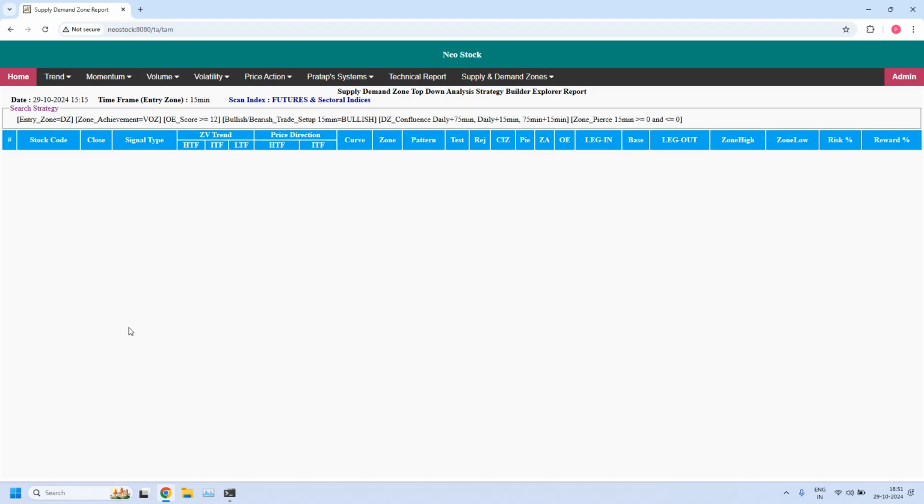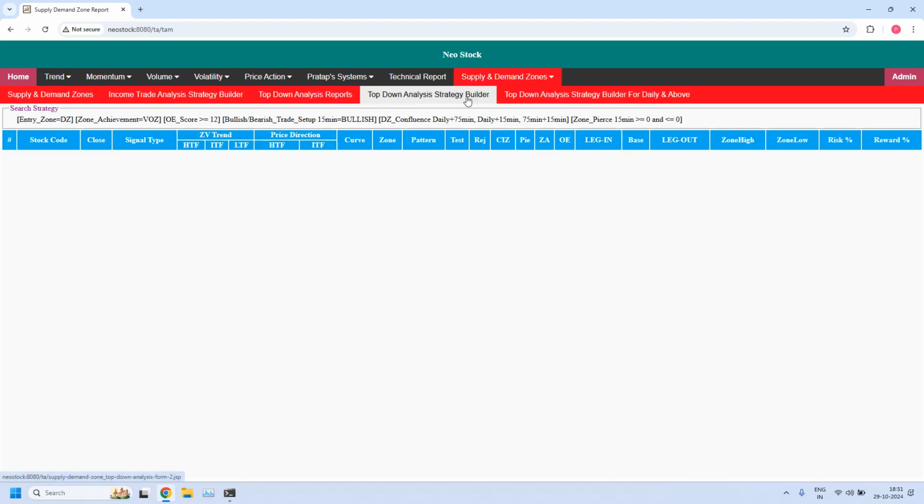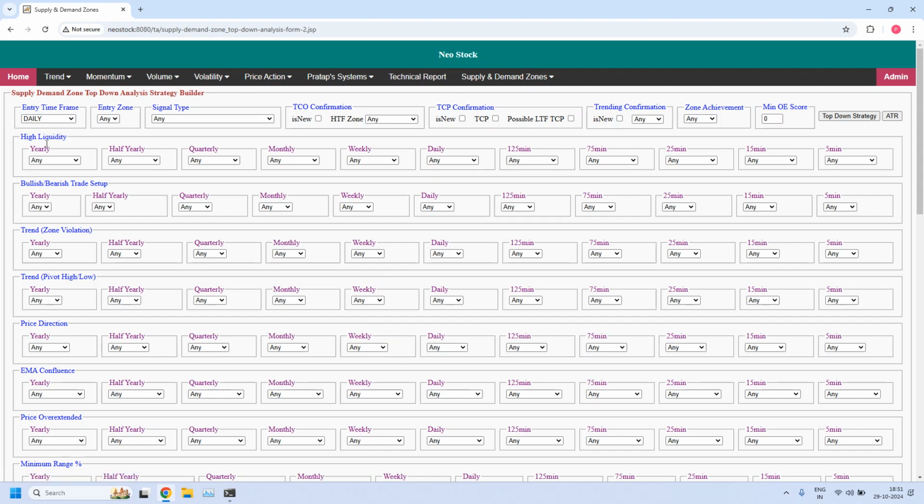Okay, fine. Now let's look for the daily income trade bearish trade setup. Entry time frame is 15 minutes, entry zone is supply zone. In bullish or bearish trade setup at the 15 minutes time frame, I am selecting the value bearish.